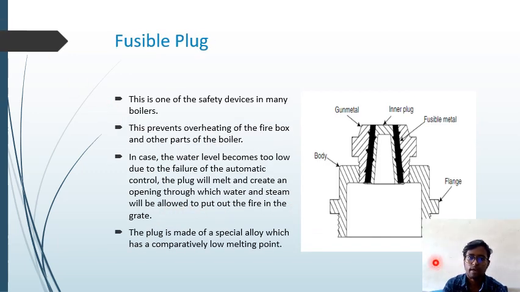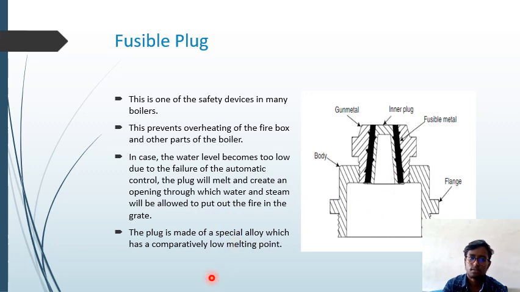Fusible plug. It is one of the safety devices in many boilers. It prevents overheating of the firebox and other parts of the boiler. Here we can see the gunmetal protection and a fusible metal which has two rod-like structures inside the body. Here is the flange and here is the inner plug.